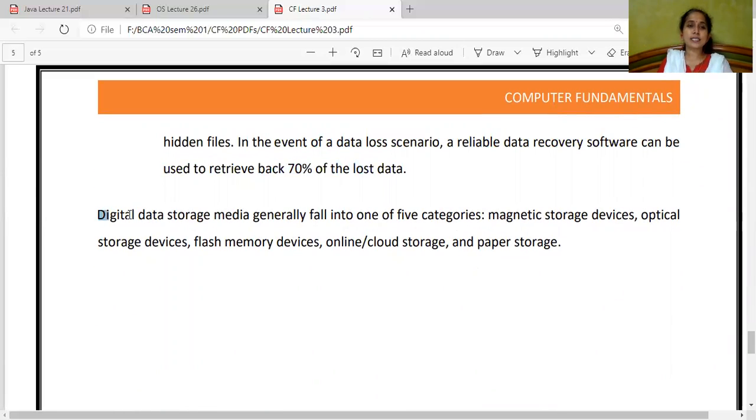So we can say that digital data storage media falls into five categories: magnetic storage, optical storage, flash memory, online or cloud storage, and paper storage. So we'll talk in depth and detail about what are the various aspects of storage devices.